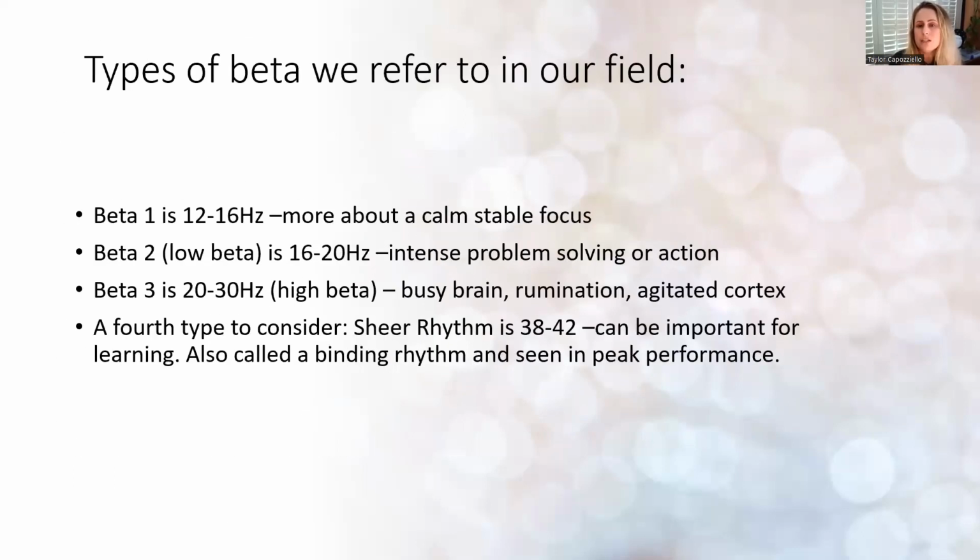In our field, we really talk about beta 1, which is 12 to 16 hertz. It's more about a calm, stable focus. Beta 2, 16 to 20 hertz, the intense problem solving or action. Beta 3, 20 to 30 hertz, high beta, busy brain, rumination, or an agitated cortex. And the fourth type is the sheer rhythm, 30 to 42, can be important for learning, also called a buying rhythm and seen in peak performance.